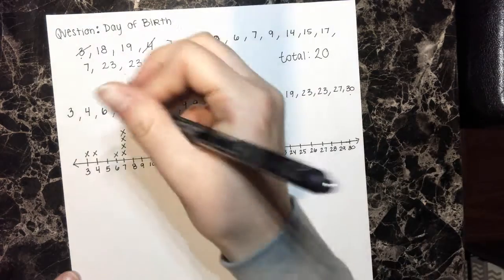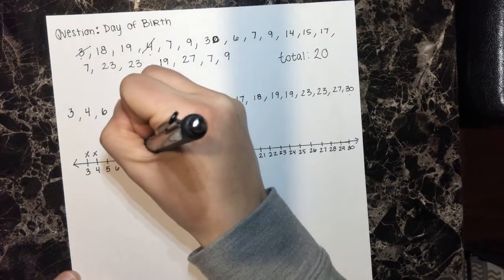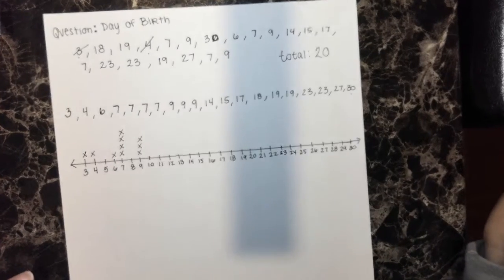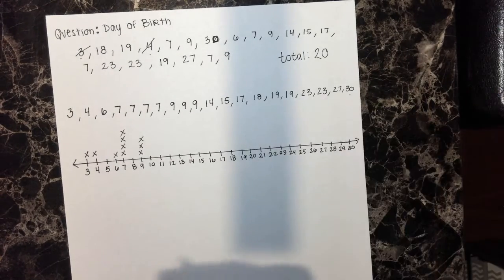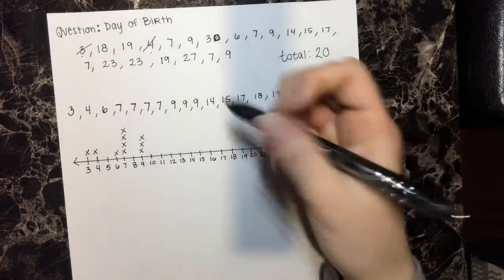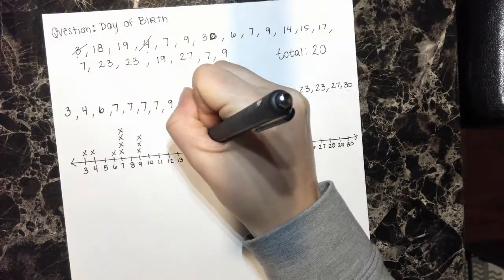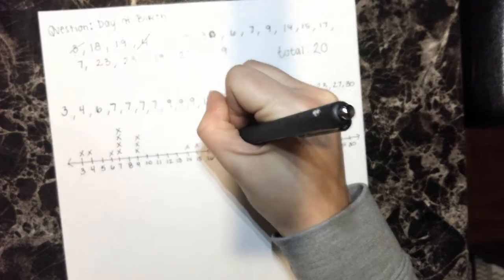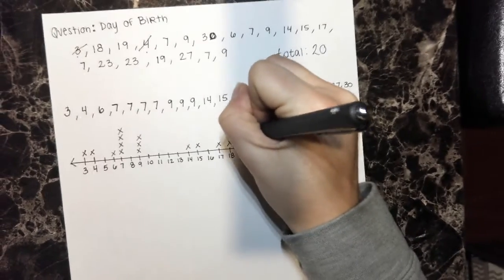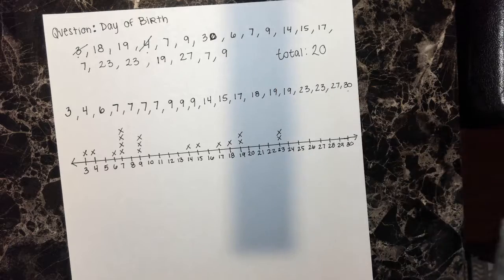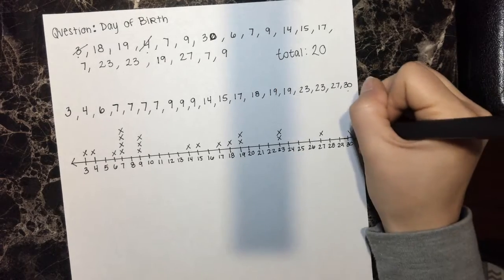You're going to keep going. So I have 9s. I have 3 9s. 1, 2, 3. If you notice, my X's are similar sizes. They are not perfect, but I don't have some tiny, some huge. It shows where the numbers actually are. I'm going to have a big gap until 14. I have a 15, I have a 17, I have 18, I have 2 19s, I have 2 23s, I have a 27, and I have a 30.